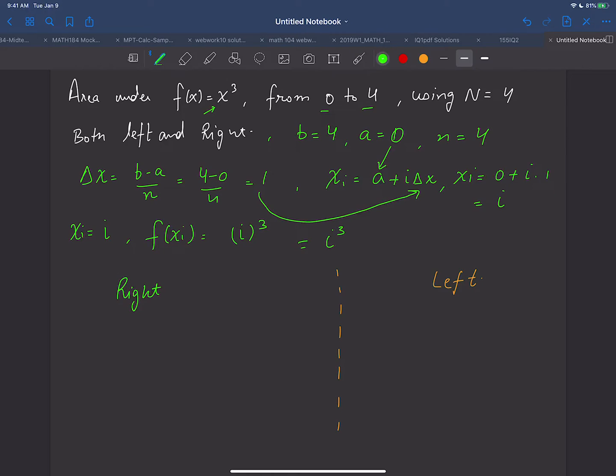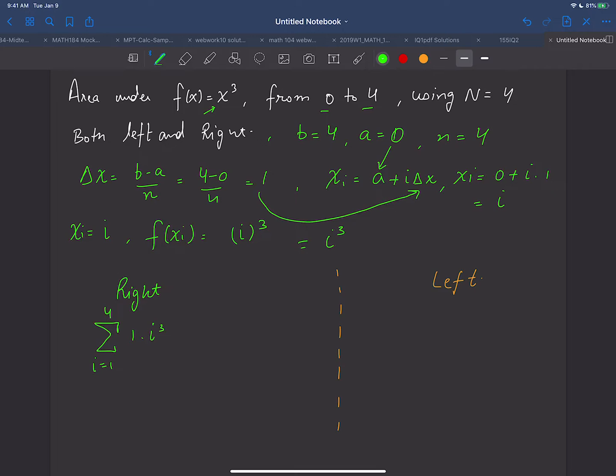Okay. The only difference though is just the bounds. So here my i will start at 1 and go up to n, and n happens to be 4 in this case. So we'll go up to 4. And then f of xi times delta x. So delta x is 1 times f of xi, which is just i cubed. Okay, so this is my setup that I want to solve to get the area under the curve approximated using the right-hand point.